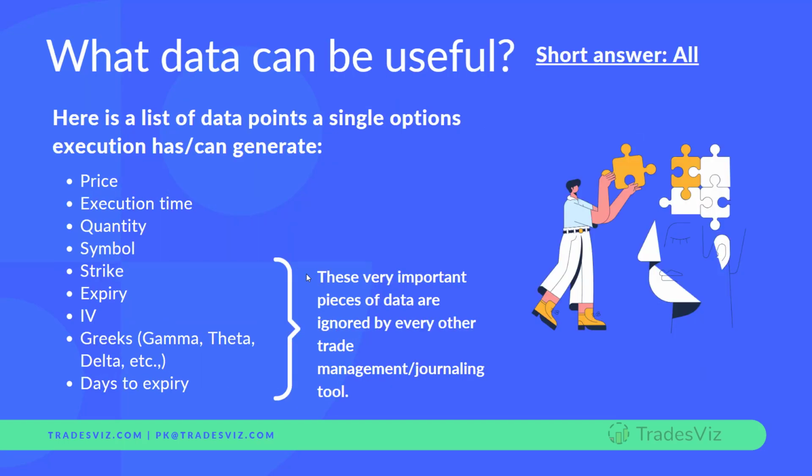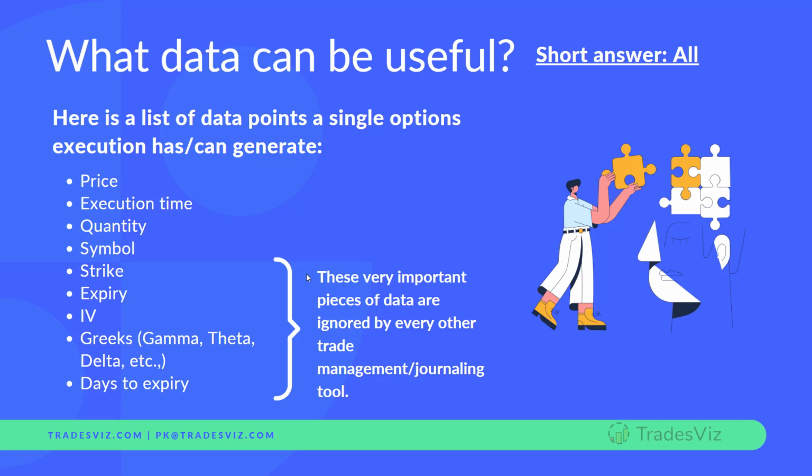Now the next question is, okay, there is a lot of data to be worked with, but what data can be useful? A single trade that you generate on a trading platform generates all of the following attributes or properties. You have the price, the execution time, quantity, the symbol, expiry, strike, and the options Greeks. All of these data points are generated when you execute a single trade. And of course, you can derive the Greeks based off of the price, execution time, and so on, and vice versa also. And there's also DTE.